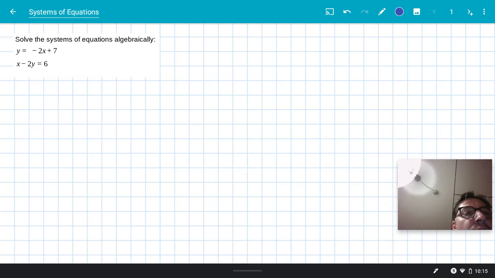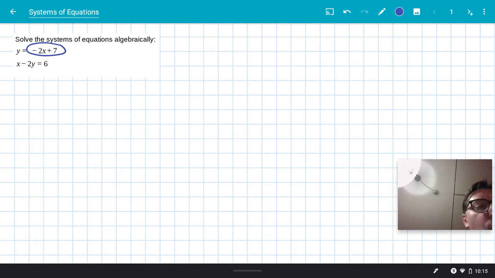There's a point at which at least one, but in this case they're two lines, so there's just going to be one point where these two lines intersect. They meet. Although there could be no solutions or infinite solutions, but we're not going to get into that today. You see that these two equations here, y equals negative 2x plus 7, this is what y equals. And then we have another equation, x minus 2y equals 6.